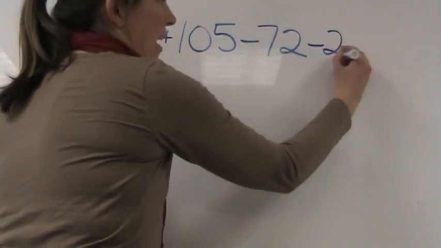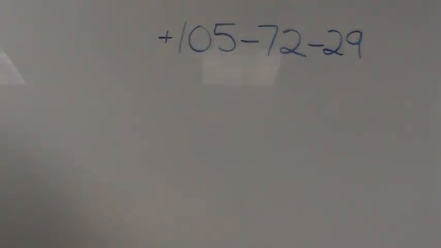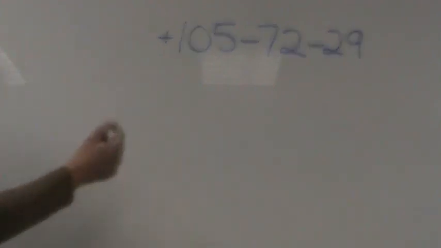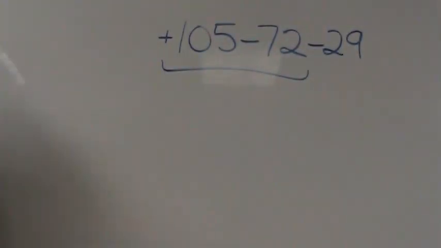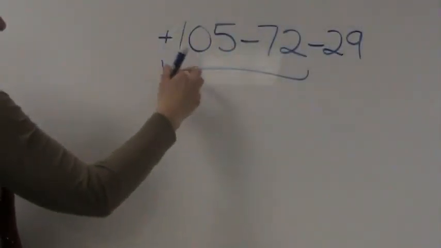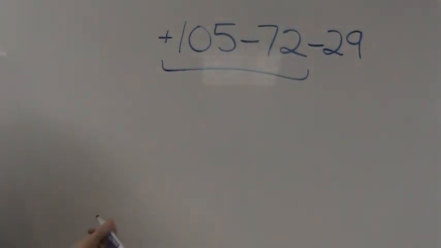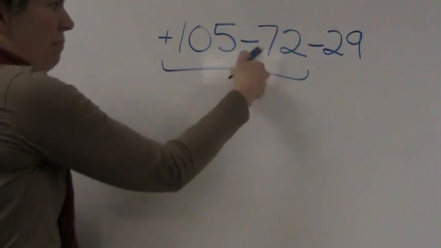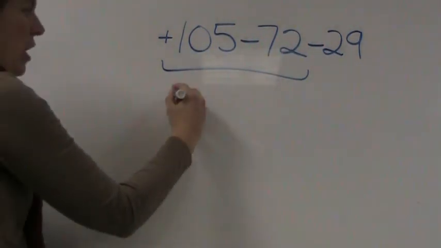Now I want to subtract another $29 from my account. So we can do this math and we can figure out what our balance is. I'm going to look at these first two numbers first. 105 minus 72. What do I have left in my account? I have 105 minus 72 is $33.